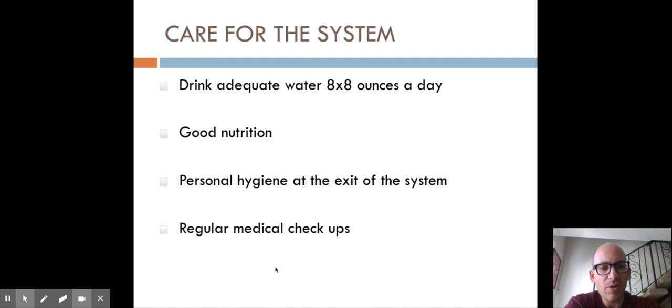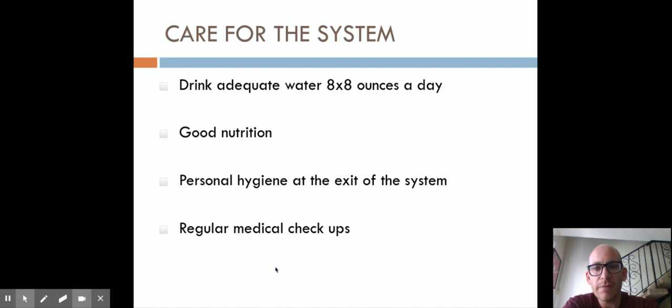So how do we care for our urinary system? The first thing is hydration, right? This is a system that is removing water from our system overall. So for it to continue to work constantly, we should be hydrated. That helps us move the other waste products out. So we want to drink an adequate amount of water.